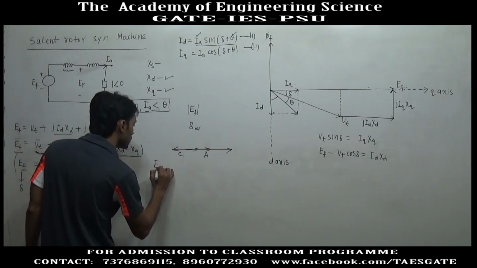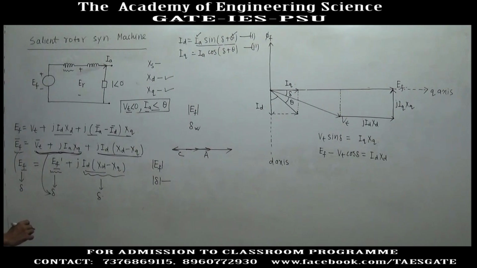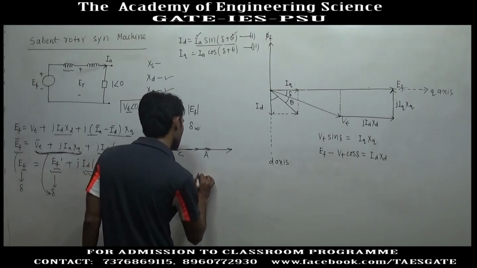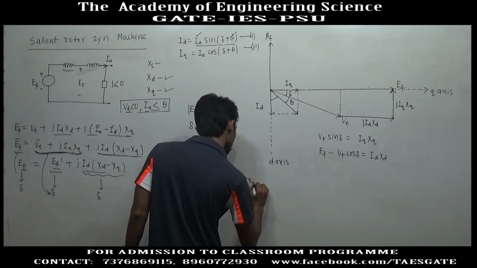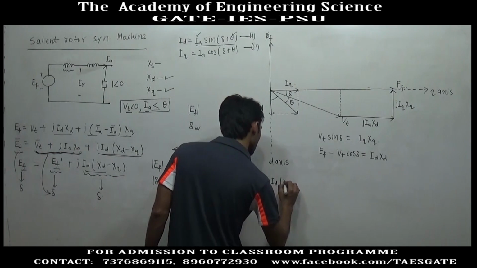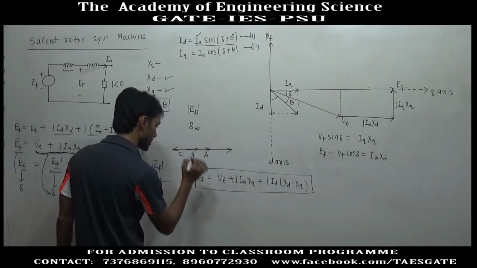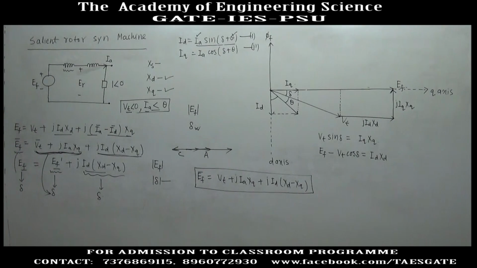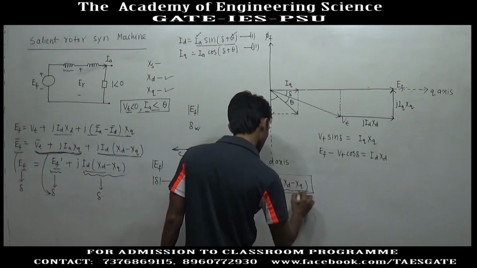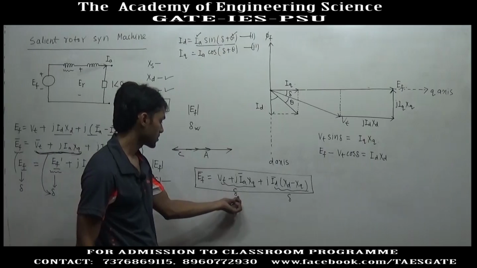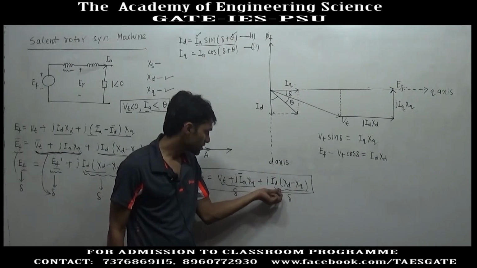So you have the magnitude of EF, and delta is also known. EF vector is equal to Vt plus JIaXq plus JId into Xd minus Xq. This relation will be very useful in the calculation of salient type synchronous machine. Since these three vectors are collinear and in the direction of delta, after calculation you do not need to take the vector sum, because these vectors are collinear.